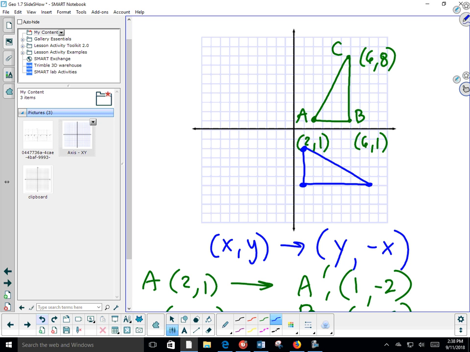So this is A prime, this is B prime, this is C prime. This guy just kind of rotated like this. It actually rotated 90 degrees about the origin. Did we rotate 90 degrees clockwise or counterclockwise? Clockwise around the origin with that transformation. Isn't that cool? The origin is 0, 0. Right.